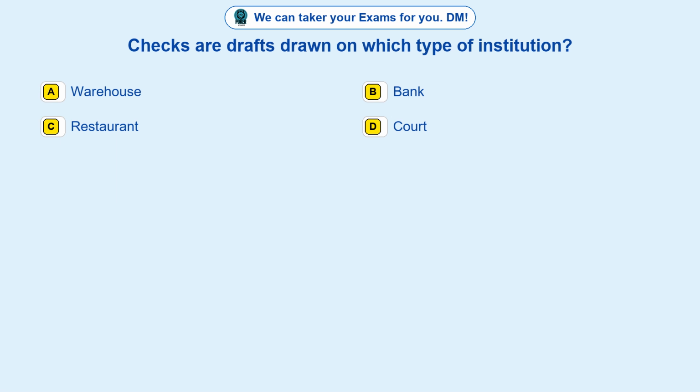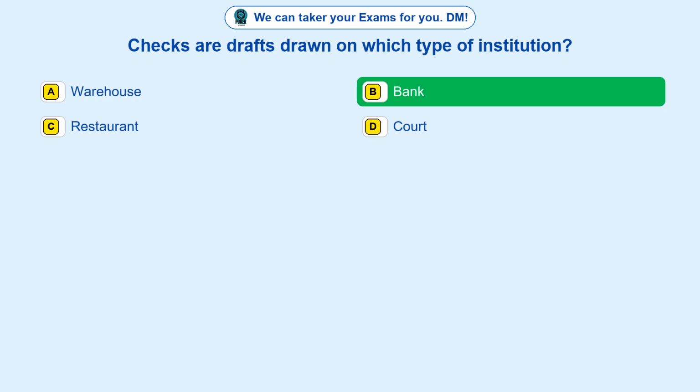Question 84. Checks are drafts drawn on which type of institution? Option A, warehouse. Option B, bank. Option C, restaurant. Option D, court. The correct answer is option B, bank.